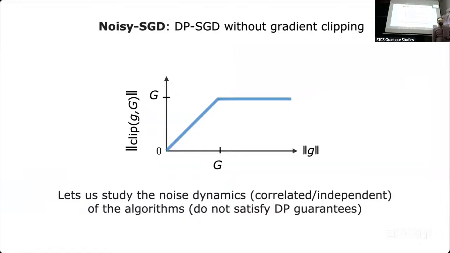The second simplification is to ignore the gradient clipping part. Remember, I mentioned at the start that we have to clip the gradients per example, but that makes it very hard to analytically describe what's happening. It's a non-smooth operation, so we're going to ignore the clipping. That means we don't get any differential privacy guarantees, but we're going to pretend that we scale the noise the way we would for differential privacy. So we're looking purely at the noise dynamics and not at differential privacy guarantees here.